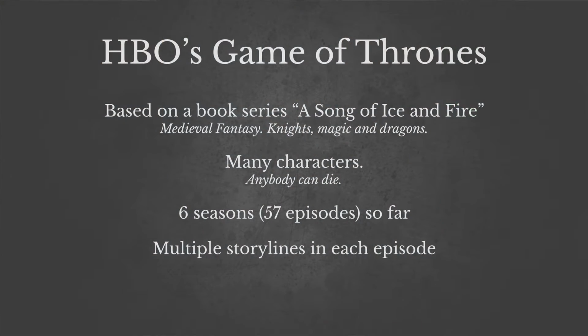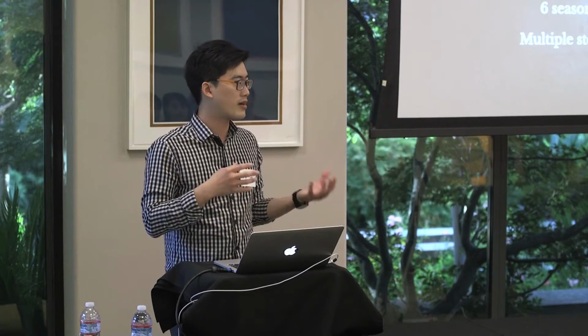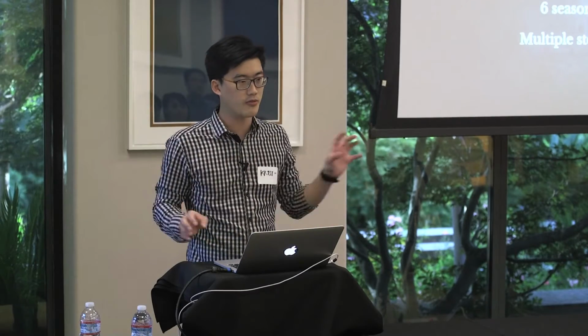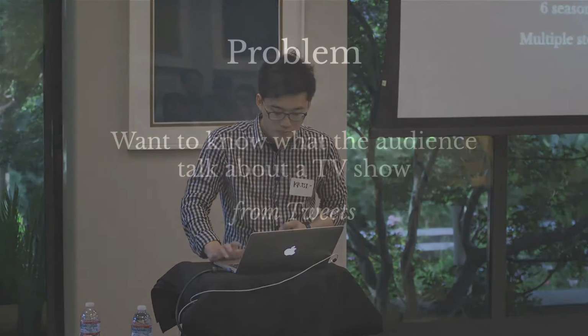Anyway, that's kind of the state of Game of Thrones right now. And as you can see, there are many characters, and anybody can die. And so far, it has been 6 seasons, 57 episodes. And in each episode, you see different storylines happening in different cities. And the characters that appear in this episode may not appear in the next one. So there is a lot of variety in the storyline. It's not just one single storyline every episode.